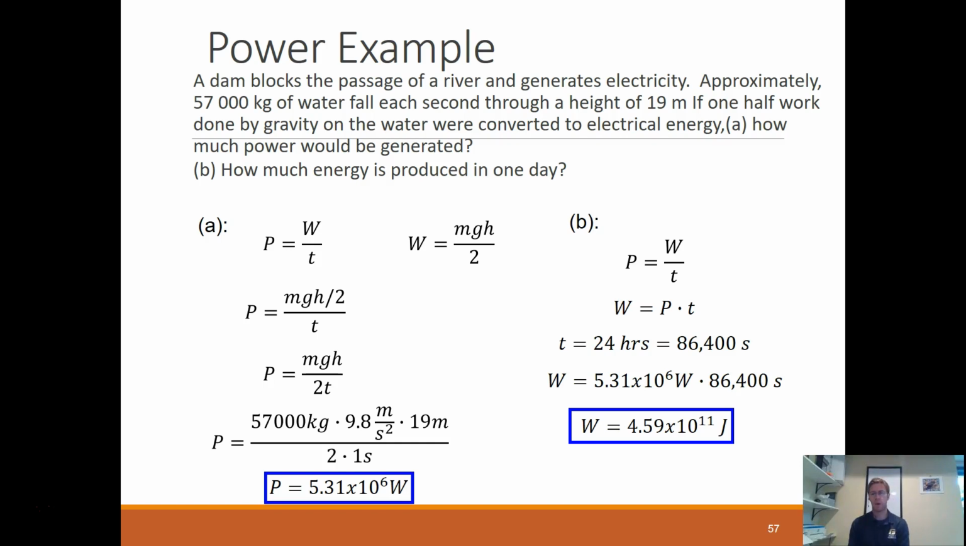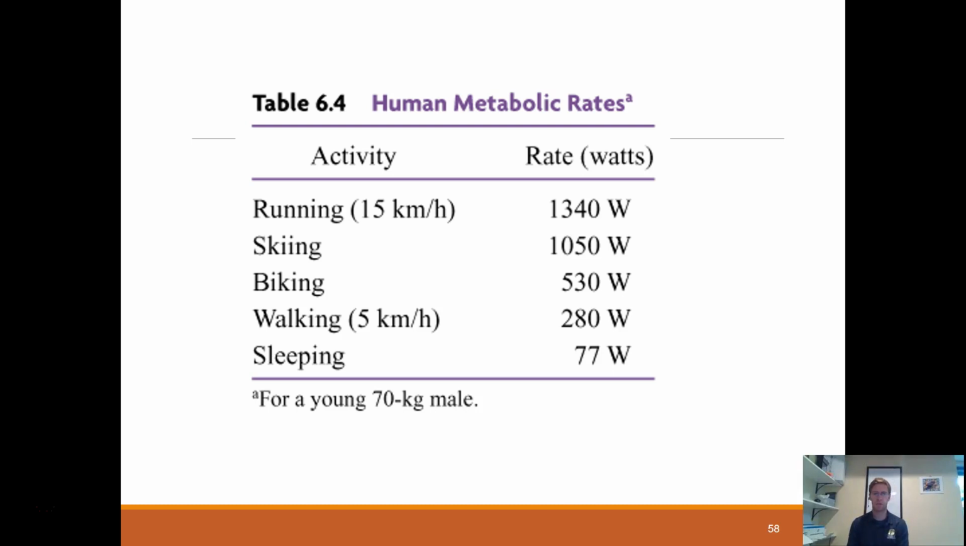All right. So that's a little bit about power. You're going to get to practice this and work with that on the homework and other places. Just to give you some fun examples, this is a table I stole out of a textbook. So average young male, around 70 kilograms. The power, the rate at which they consume energy doing different things. Look at this. Go take a nap, boom, 77 watts. So you're burning 77 joules of energy every second while sleeping.